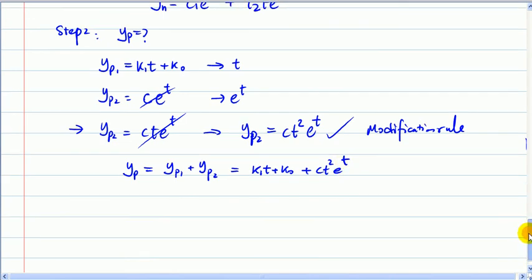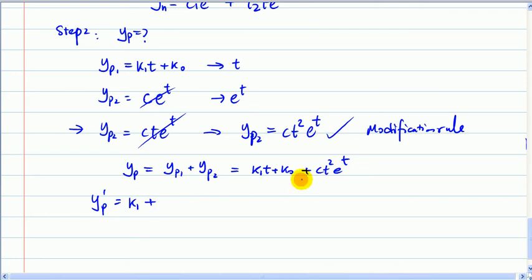Right. Alright, so now let's try to solve the next one. What's k1, what's k0, and what's c? Because for your particular solution, there are certain possible values there. So what do I do? I take the derivative of yp. Let's see what that becomes.